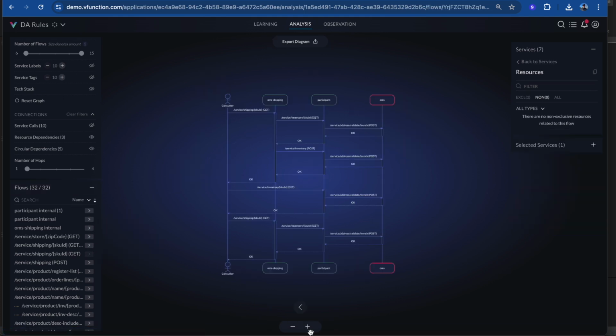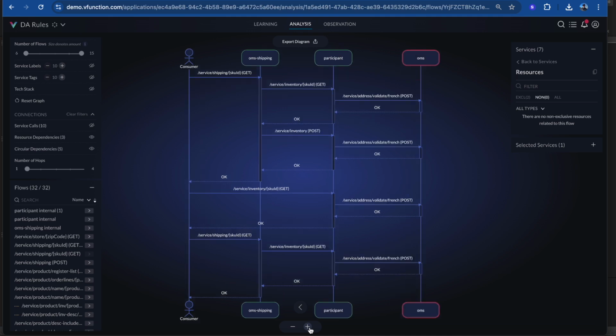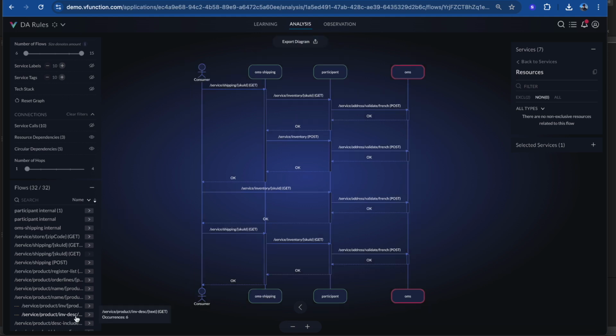So, for example, I just clicked on a certain flow, and I can actually see the different API calls and the exact sequence of this flow. And I see the API call calling the ONS shipping service. It's calling the participant service, and then it's calling the ONS service back and forth. These diagrams are all exportable and are generated in real time, based on what the system is observing with OpenTelemetry.